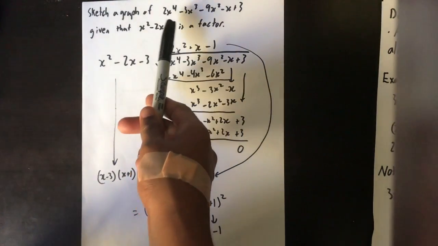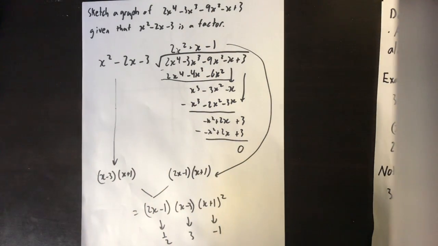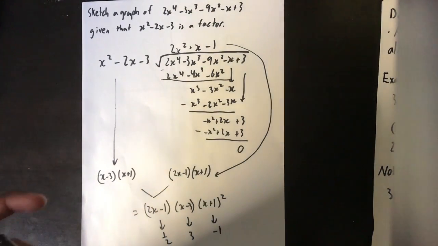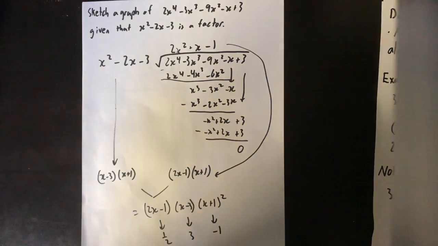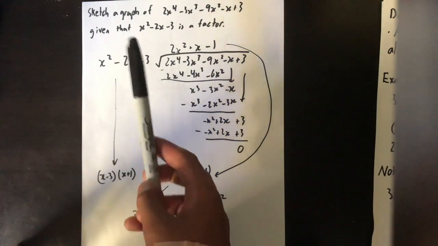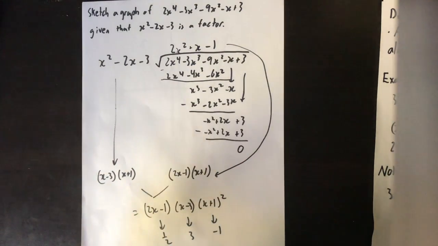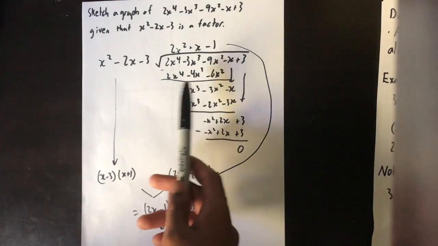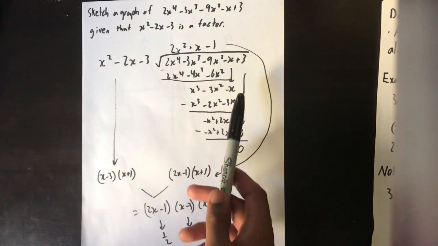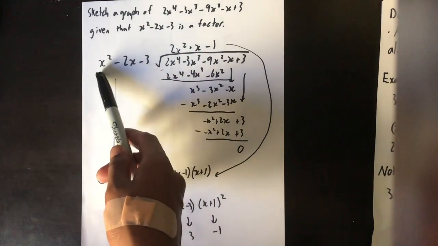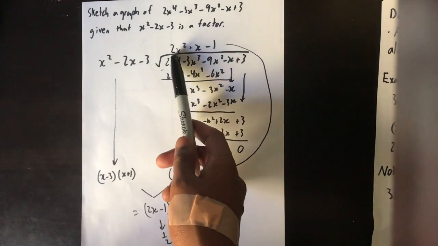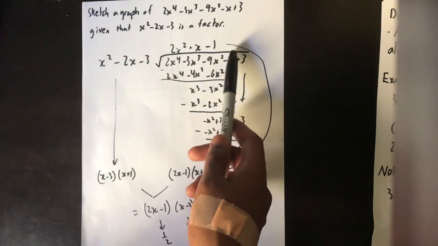Using everything we've learned, now we're going to express it in one big problem. Given the expression 2x to the fourth minus 3x cubed minus 9x squared minus x plus 3, we need to sketch a graph, also given one of the factors of the original expression, x squared minus 2x minus 3. In order to find the remaining factors, we need to use long division. Using long division then results in the second factor being 2x squared plus x minus 1.